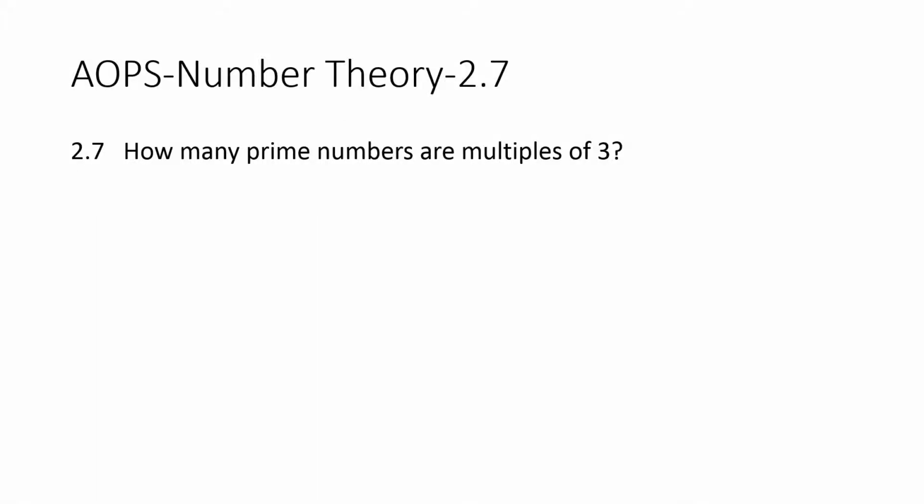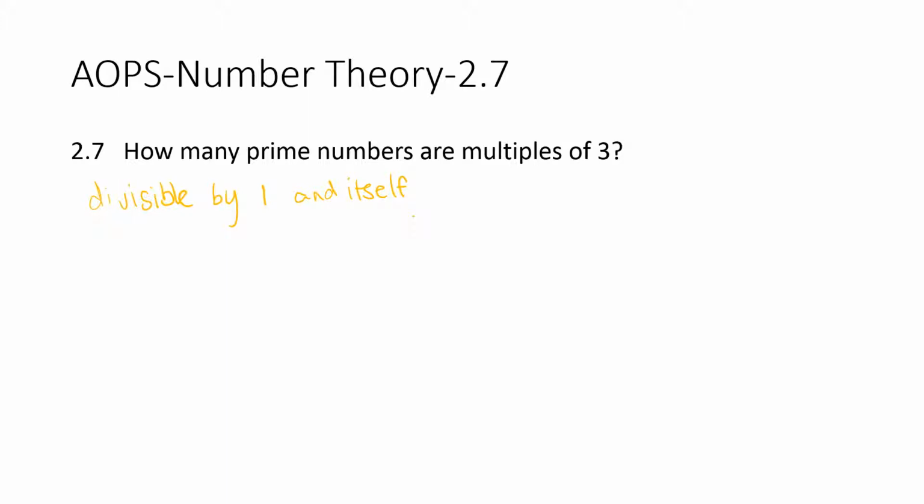AOPS number theory 2.7. How many prime numbers are multiples of 3? So the definition of a prime number is that it's only divisible by 1 and itself.